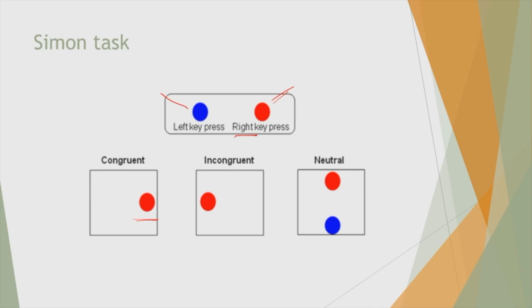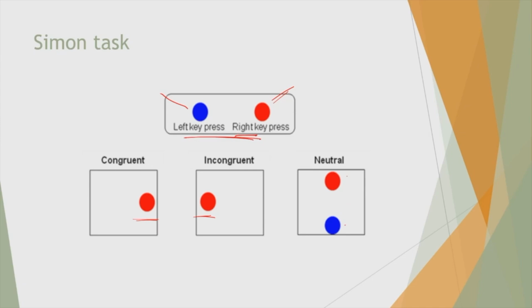In the incongruent condition, the red circle appears on the left side of the screen, and you still have to press the right key, because the position of the circle does not matter. The only cue for the participant is to press right for red, left for blue. Similarly, the blue circle's position can also be manipulated, and this is called neutral, because it has nothing to do with the horizontal left-right coordination.